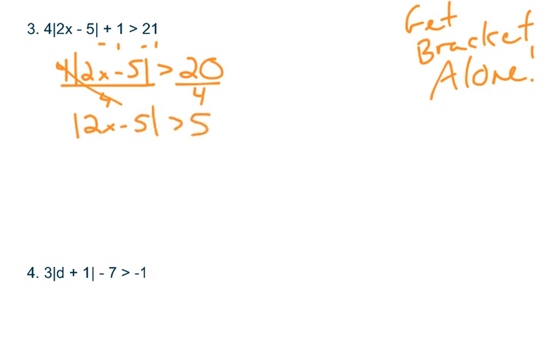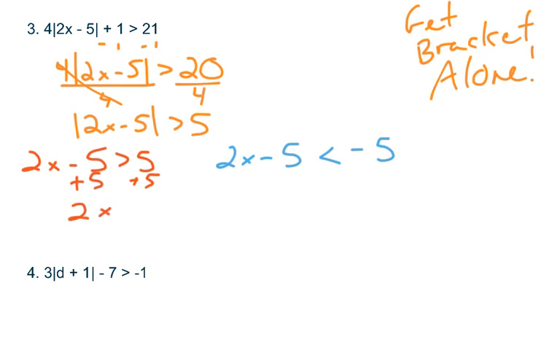Now we're at a place where we can actually drop some brackets and start solving some inequalities. Once the bracket is by itself, we can go ahead and do this. We can have 2x minus 5 is greater than 5, so our first inequality. Second inequality, drop the bracket, 2x minus 5, flip the sign. And then we'll go from there. So we'll add 5 to both sides. 2x is greater than 10, which means x is greater than 5.